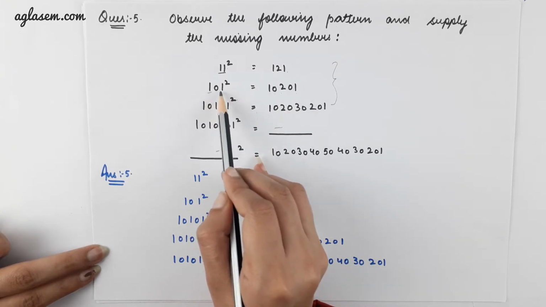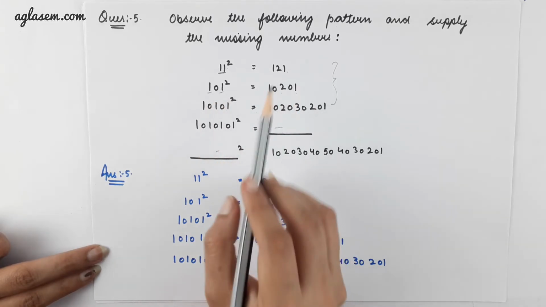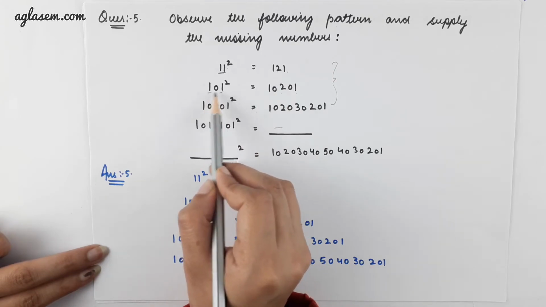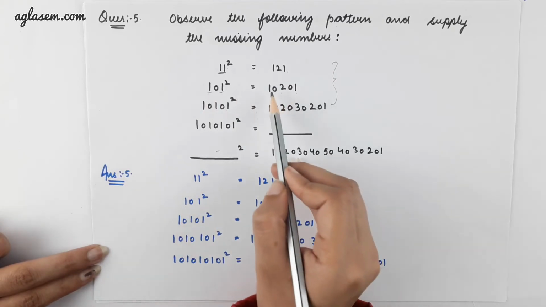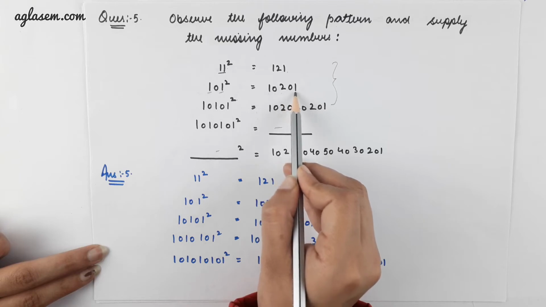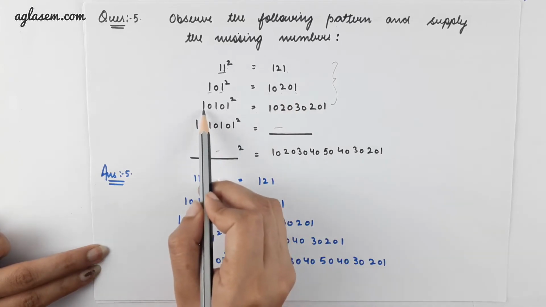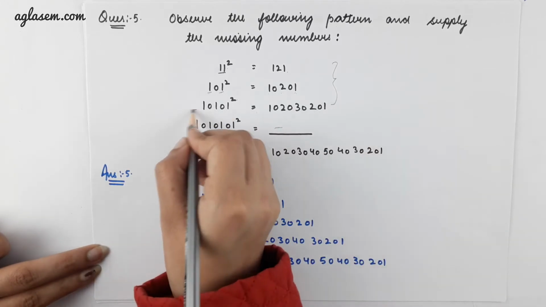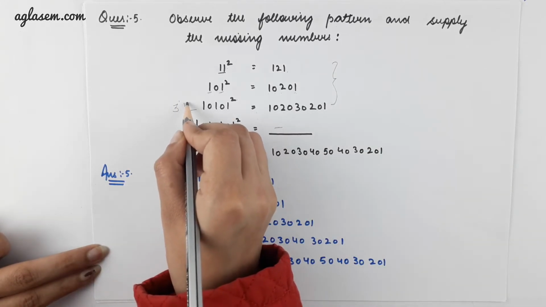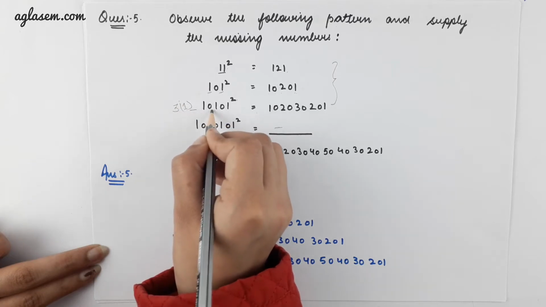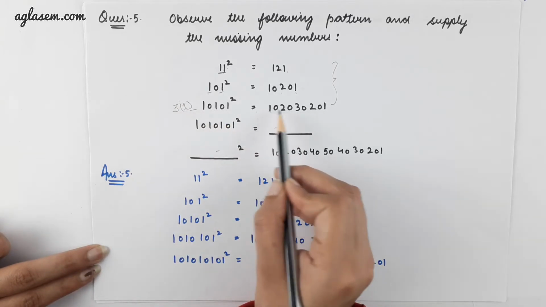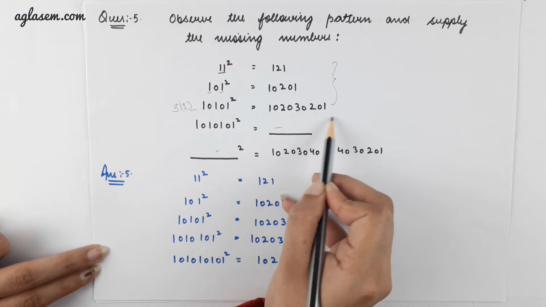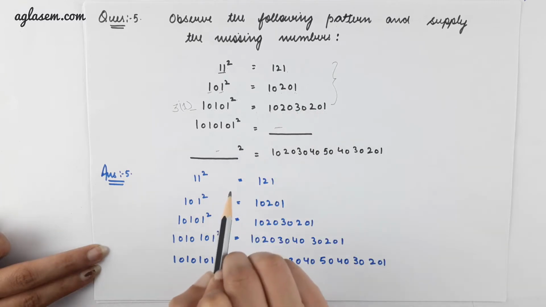So if we carefully observe the pattern in this question, for the answer we have to write the counting till the number of 1s present here. For example, here we have 2 ones. So we will write till 1, 2 and then start the reverse counting. Similarly over here, how many ones are there? 3 ones are there, right? So we will write till 3: 1, 2, 3 and then reverse counting 3, 2, 1.